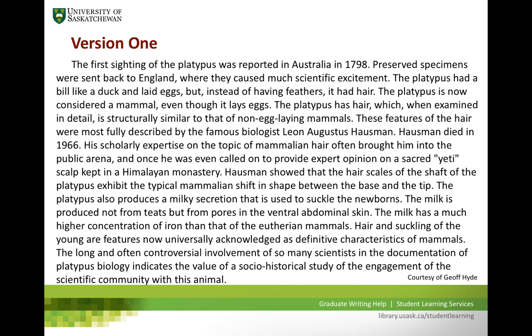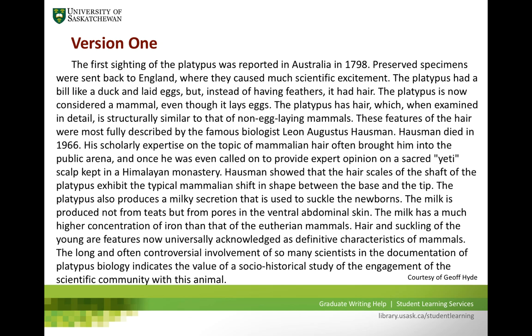Okay, version 1. The first sighting of the platypus was reported in Australia in 1798. Preserved specimens were sent back to England, where they caused much scientific excitement. The platypus had a bill like a duck and laid eggs, but instead of having feathers, it had hair. The platypus is now considered a mammal, even though it lays eggs. The platypus has hair, which, when examined in detail, is structurally similar to that of non-egg-laying mammals. These features of the hair were most fully described by the famous biologist Leon Augustus Hausmann.